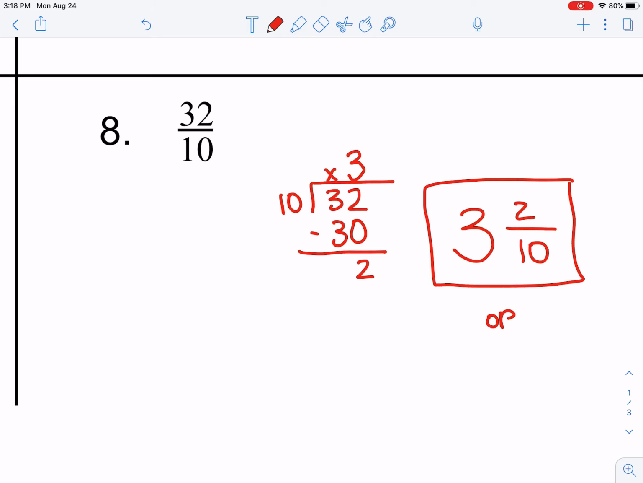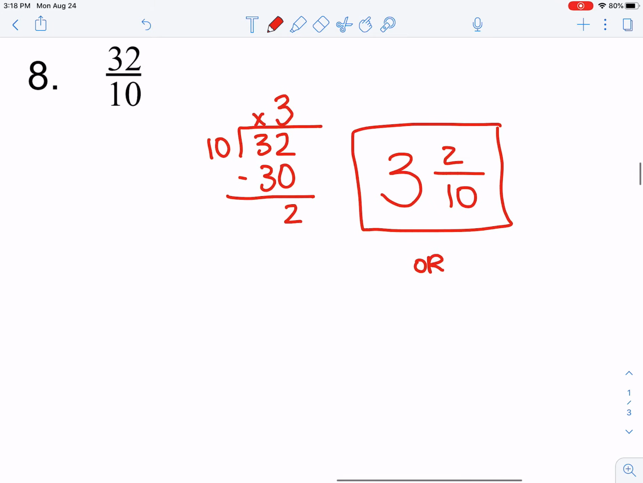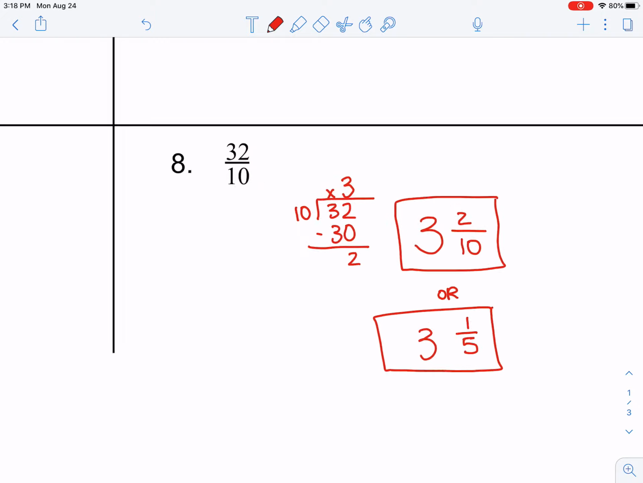Or if you see that you can reduce that fraction on the inside, 2/10, you can say it's 3 and 1/5. So either is fine.